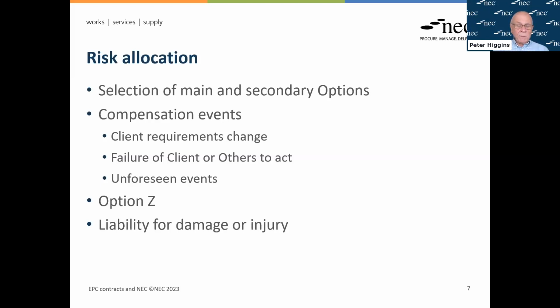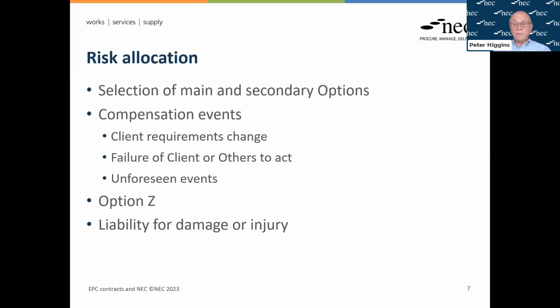Unforeseen events is the big one. Two major ones, obviously, are unforeseen ground conditions and weather events. Weather events are very simple. You identify in contract data the weather measurements that you're saying, well, we will take this risk. And all other weather risks are with the contractor. Ground conditions, more and more complex.